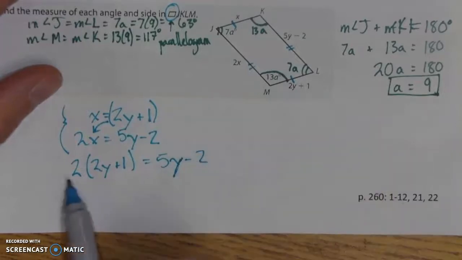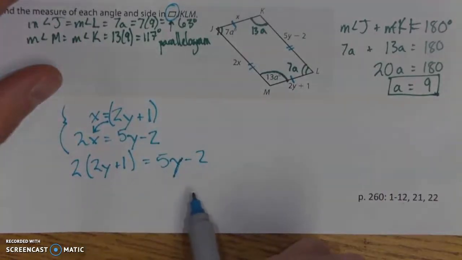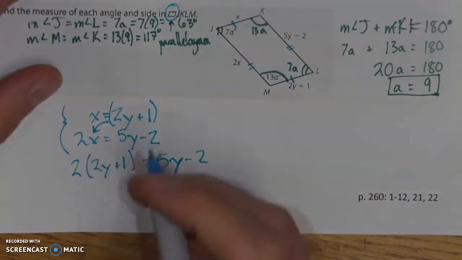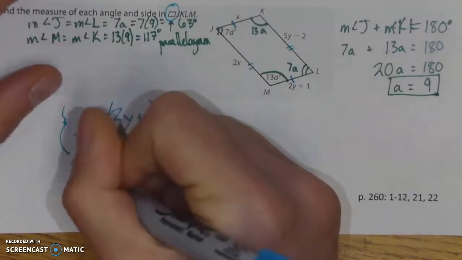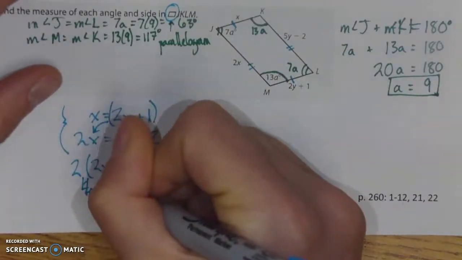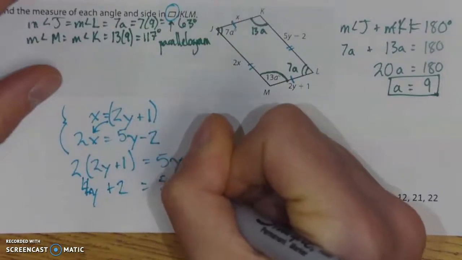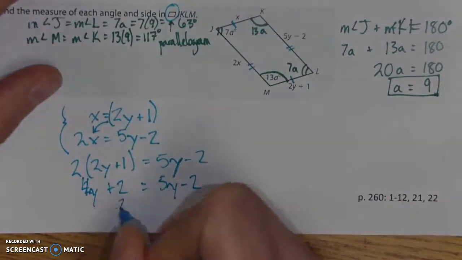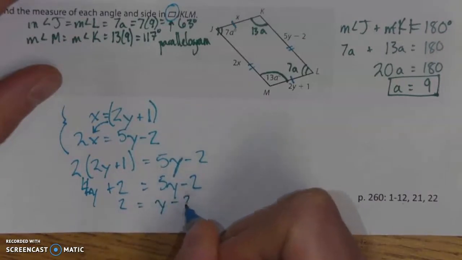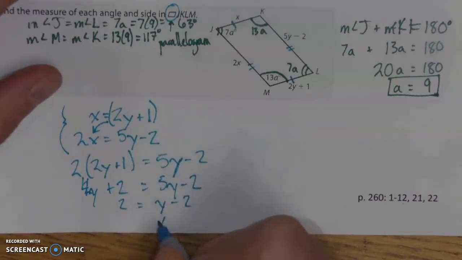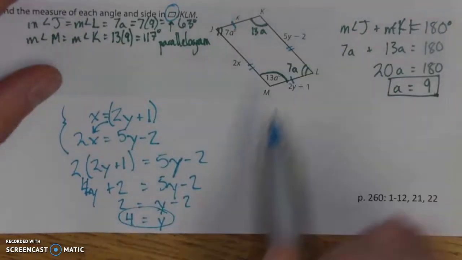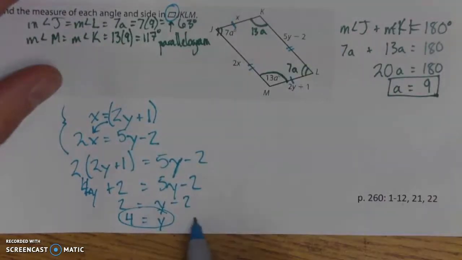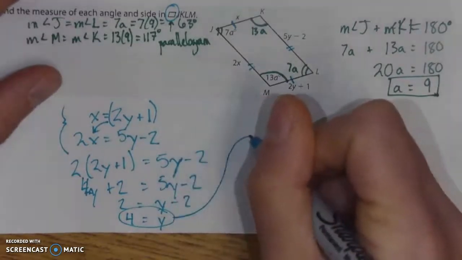And the reason why this is so useful is it makes it so I have only y in my equation. Now I can distribute and solve. So this is going to give me 4y plus 2 is equal to 5y minus 2. Subtract 4y from both sides and you get 2 is equal to y minus 2. Add 2 to both sides and you end up with y is equal to 4. So I can substitute that in and solve. But first, let's also figure out what x is.